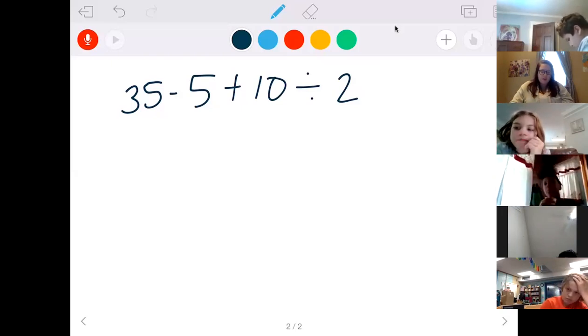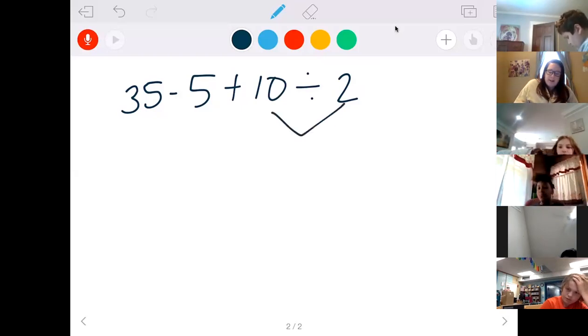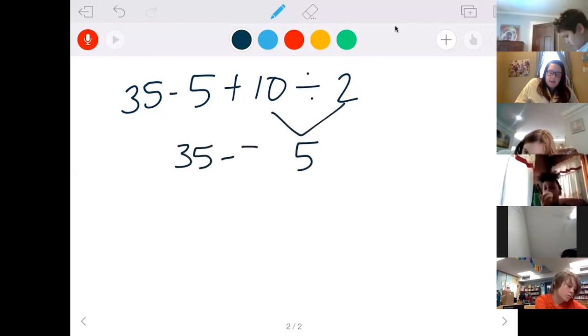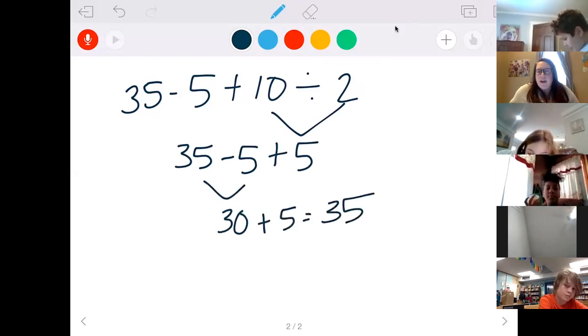So let's do this one together. Any multiplication or division, we have here 10 divided by 2 is 5. So now I have 35 minus 5 plus 5. So I do 35 minus 5 first, and I get 30 plus 5 is 35. Okay? That's what you should have gotten there.